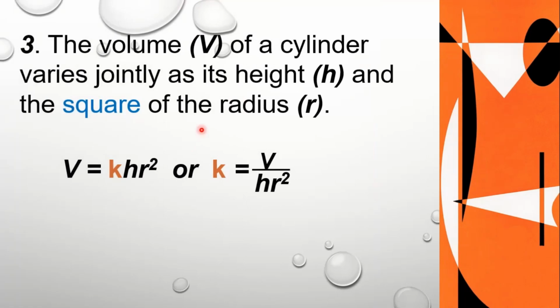3. The volume of a cylinder varies jointly as its height and the square of the radius. The three quantities here are V for the volume, H for the height, and R for the radius. But take note of the square of the radius. So we write V is equal to K times H times R squared, or K is equal to V over H times R squared.